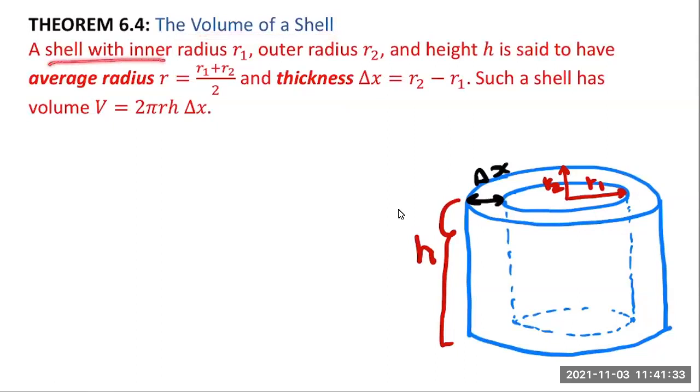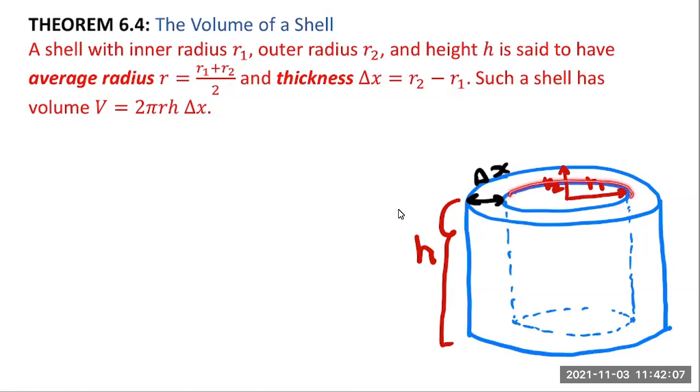A shell with inner radius R1, outer radius R2, and height h is said to have average radius R equal to R1 plus R2 divided by 2. And the thickness is given by delta x equal to R2 minus R1. Such a shell has volume V equal to 2 pi R h delta x. If you have a shell with these properties, what are the properties?